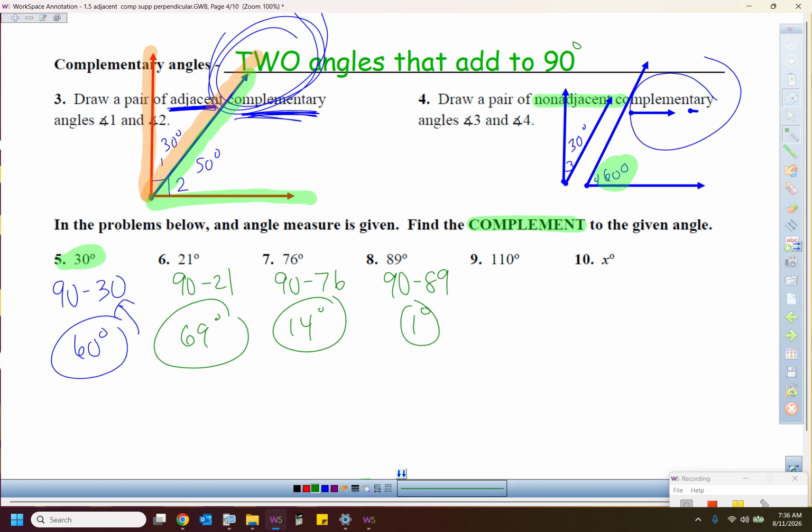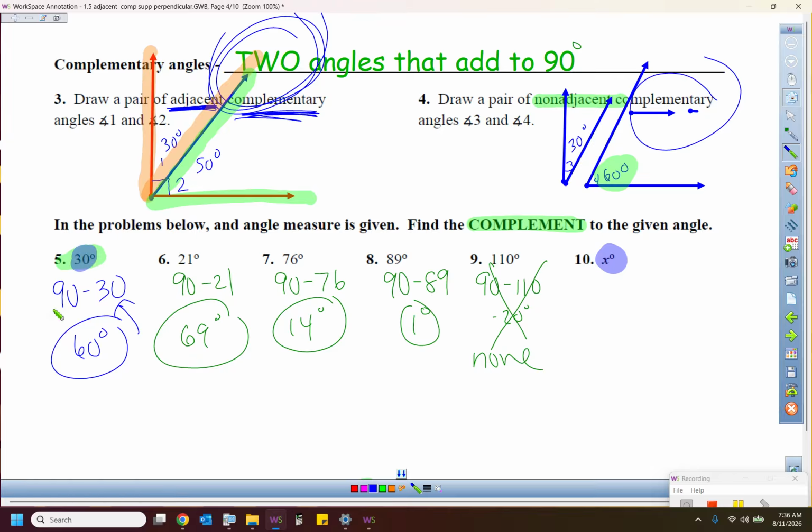And now check this guy out. The complement of 110 degrees, it would be 90 minus 110, which is a negative 20 degrees, and that doesn't work, right? So there is none to that. If you have an angle that's bigger than 90 degrees, it does not have a complement, so there's no such thing. But all this was just a setup for the generic situation if you had an X degree angle.